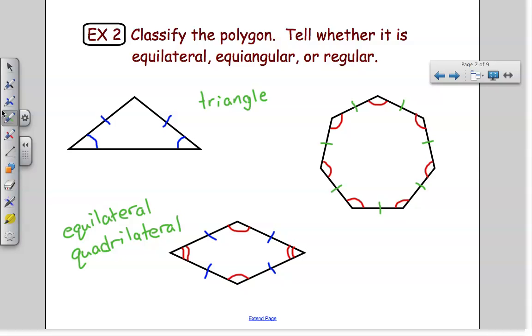And finally, this last one on this page here. Wow, how many sides do I have? 1, 2, 3, 4, 5, 6, 7-sided polygon. That one's called a heptagon. Not as common as many of the others. 7-sided is a heptagon. Is it equilateral? Are all the sides congruent? Yep, 1 tick mark for all. Is it equiangular? Are all the angles congruent? Yes, 1 arc in each. Hey, it's both equilateral and equiangular. It is regular. All angles and all sides are congruent.